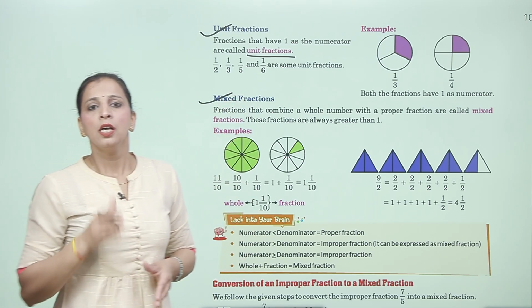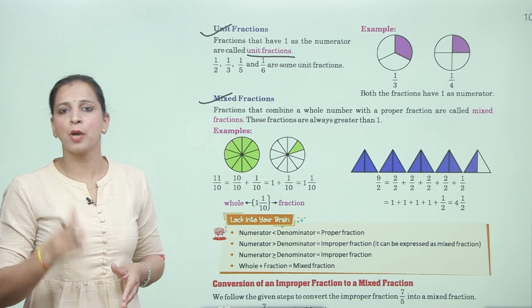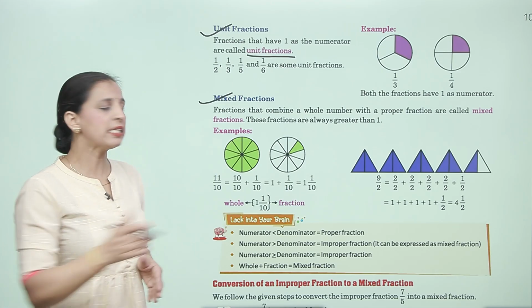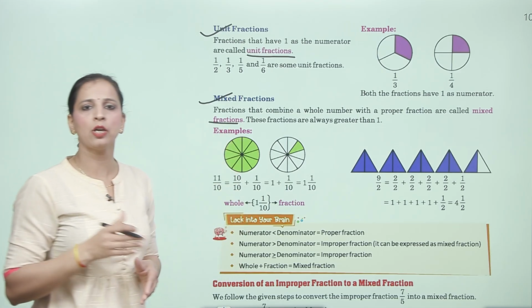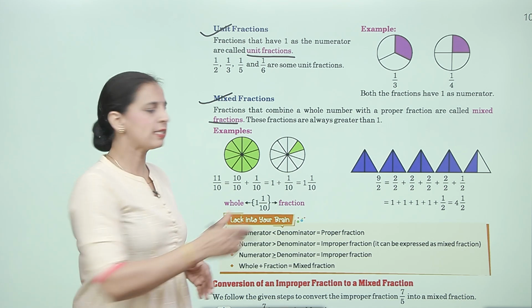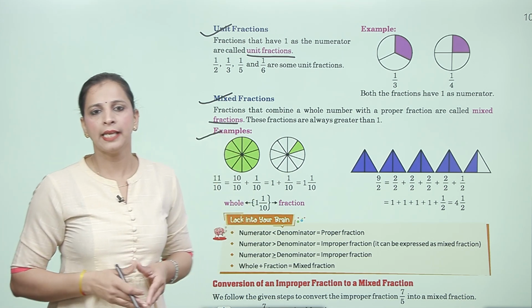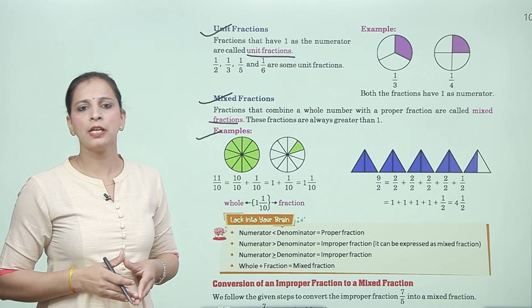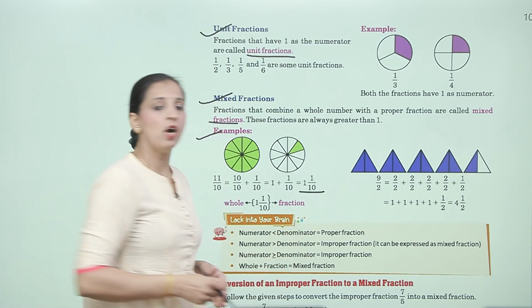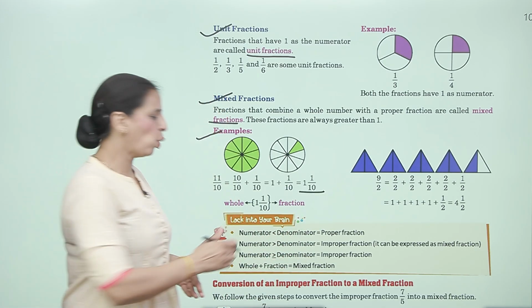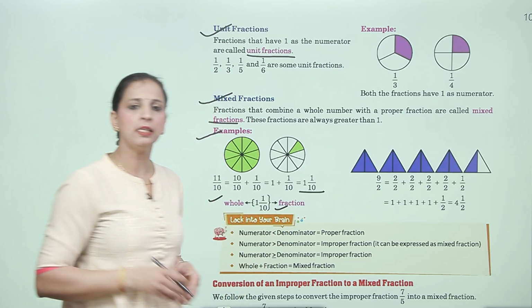Fractions that combine a whole number with a proper fraction are called mixed fractions. These fractions are always greater than 1. For example 11 by 10 is 10 by 10 plus 1 upon 10, that is equal to 1 plus 1 upon 10, that is equal to 1 and 1 upon 10. 1 is the whole number and 1 by 10 is the fractional part.